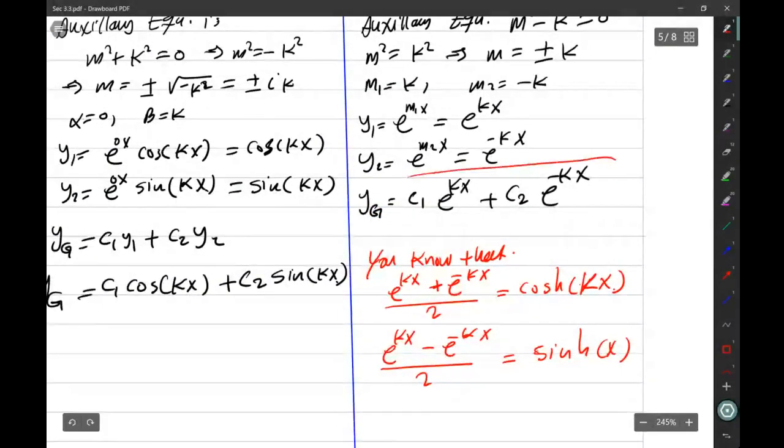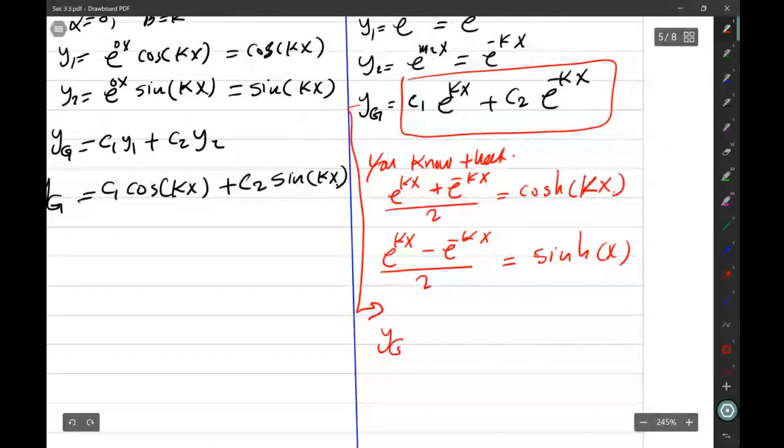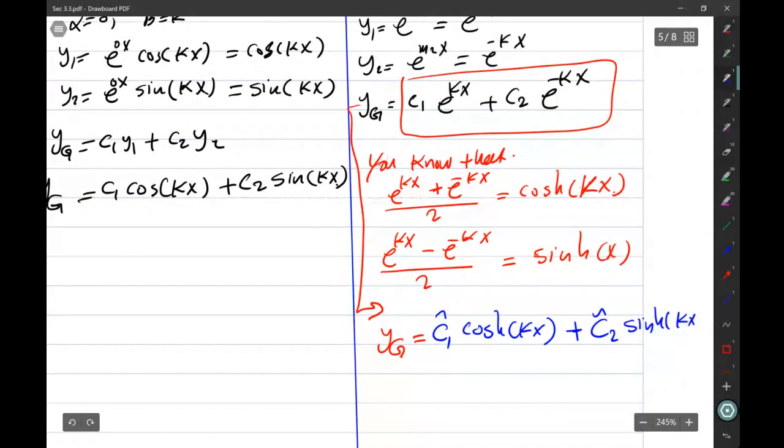And if you go back to here, if you know the constants C1 and C2, this one here can be written as yg becomes a new constant C1 times cosh kx plus another new constant times sinh kx, because that depends on those constants C1 and C2 and the constant half.